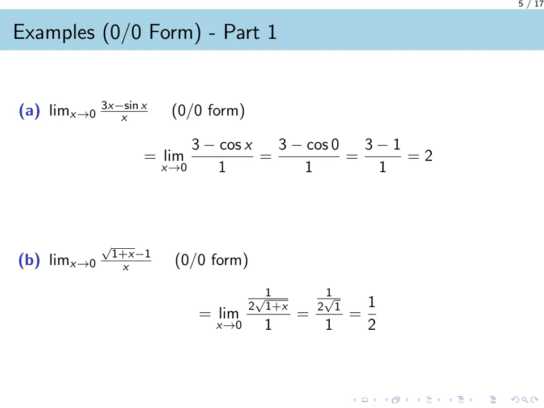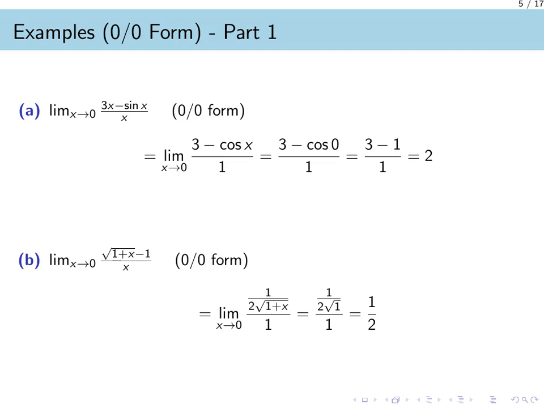Let us walk through two more examples to build our intuition for applying L'Hopital's rule. First, consider the limit as x approaches 0 of the quantity 3x minus sine x, all divided by x. Direct substitution gives us 0 over 0, which is the indeterminate form we need. So, we take the derivative of the numerator, which is 3 minus cosine x, and the derivative of the denominator, which is 1. Evaluating this new limit as x approaches 0 gives us 3 minus 1, which is 2.